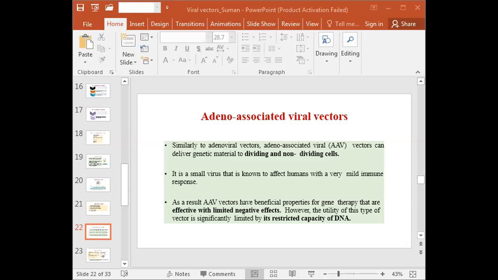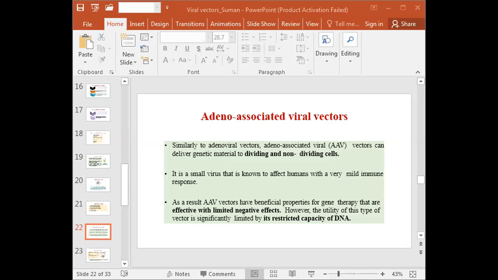As a result, adeno-associated viral vectors have beneficial properties for gene therapy that are effective with limited negative effects. However, the utility of this type of virus is significantly limited because it has restricted capacity. This particular type of virus is a non-enveloped virus with icosahedral symmetry and a diameter of 22 nanometers. Each serotype of this virus has its own characteristic capsids with spatial affinity to certain receptors, and that allows the virus to be used to target a variety of tissue types.